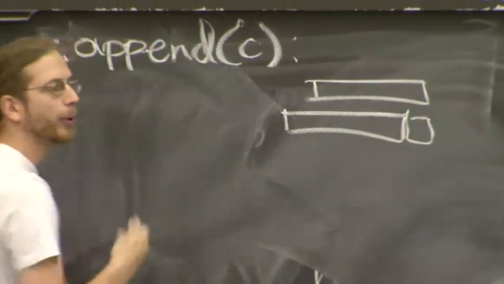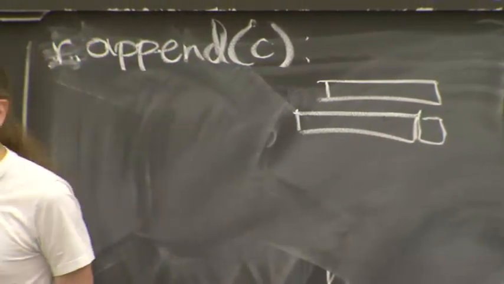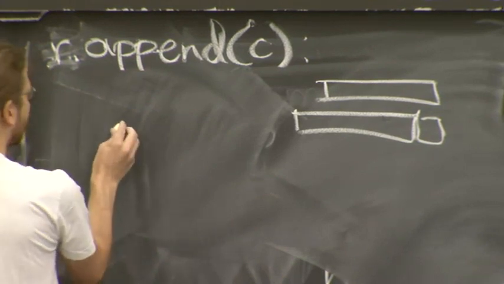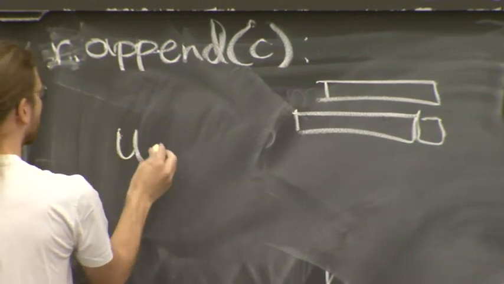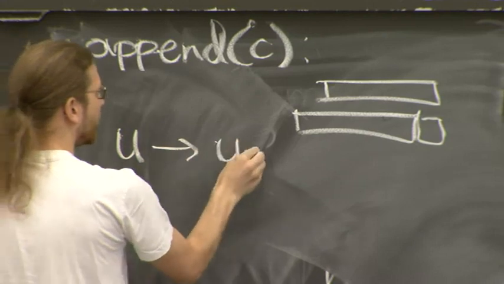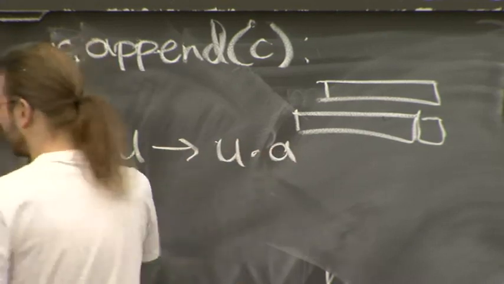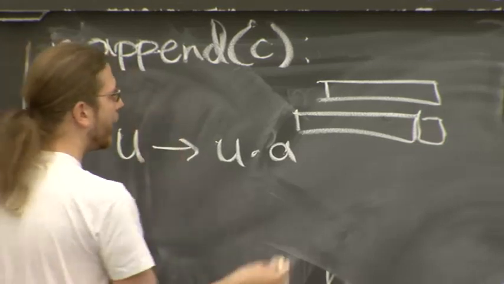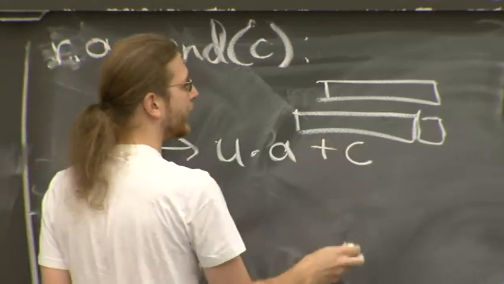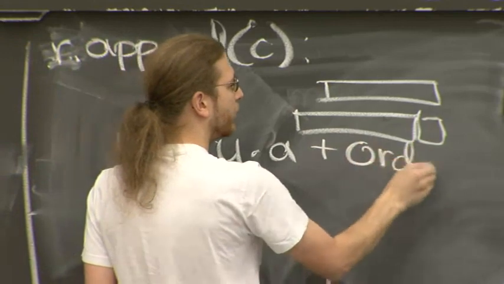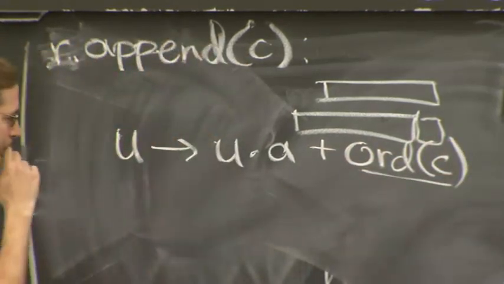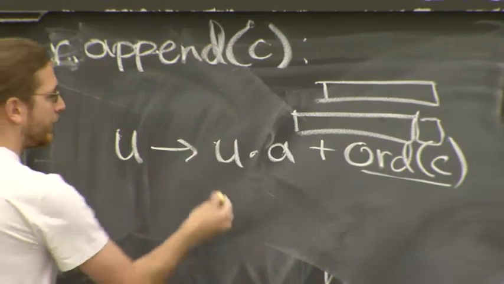So how do I shift over by 1? I multiply by a. So if I have some current hash value, u, it changes to u times a, or sorry, this is the number represented by the string. I multiply by a, and then I add on the character. Or in Python, you'd write ord of the character. That's the number associated with that character. OK, that gives me the new string.